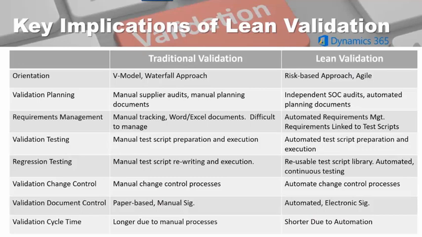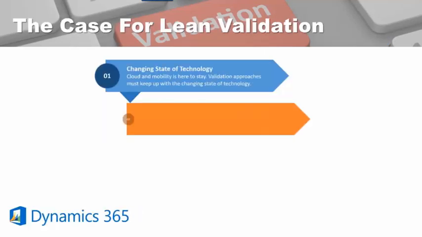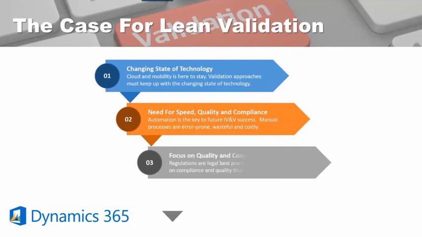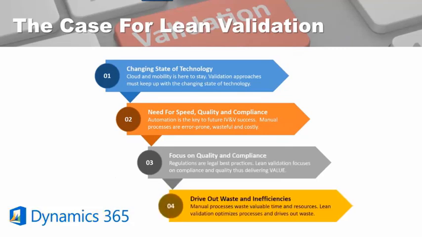The state of technology is changing, and mobility and cloud computing and the Internet of Things is here. The validation approach that you take to validating Dynamics 365 has to keep up with the changing state of technology. In all of your organizations, there's a need for speed. There's a need for quality assurance, and there's a need always for compliance. In order to keep up with the changing pace of technology, automation is the key to our future.